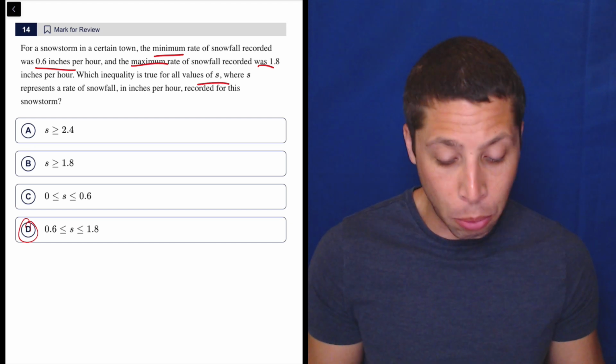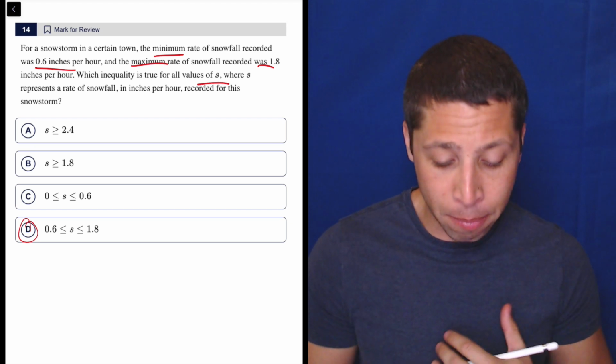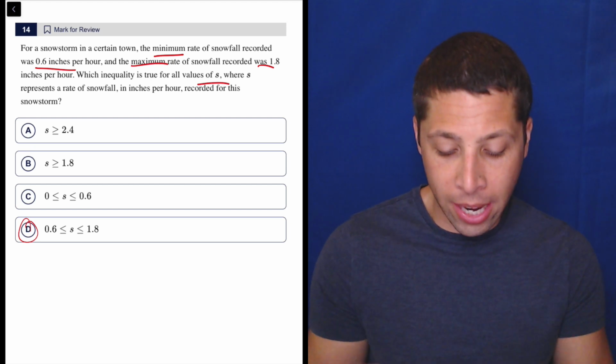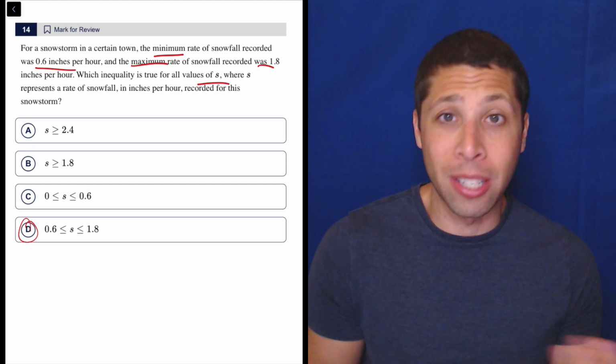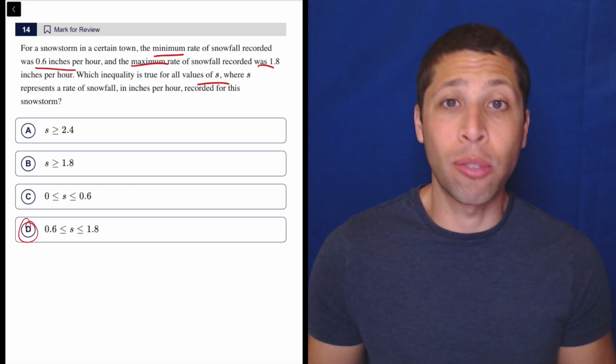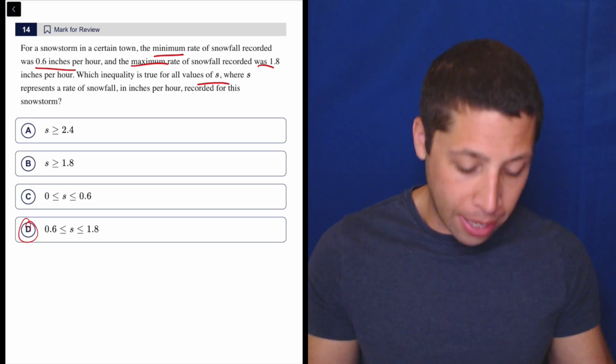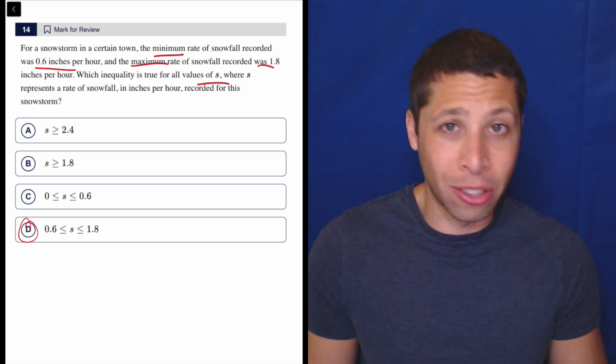Why would someone do 2.4? Yeah, I guess you're adding them, but why would you do that? Choice C is completely ignoring the 1.8. Choice B is completely ignoring the 0.6. So the only thing I could think is if you get this wrong, it's more that you didn't know how to read than you didn't know how to do math. So, just, I don't know, read the whole question every time.